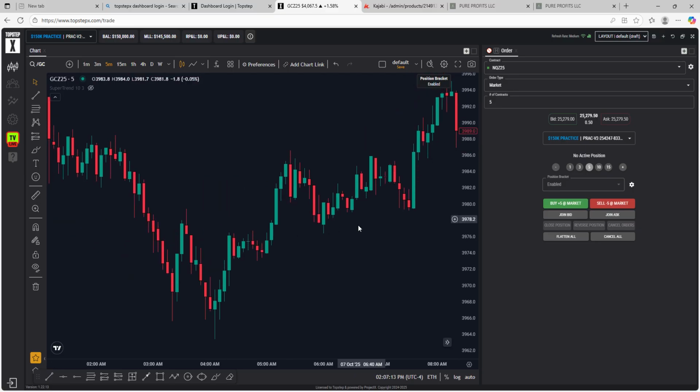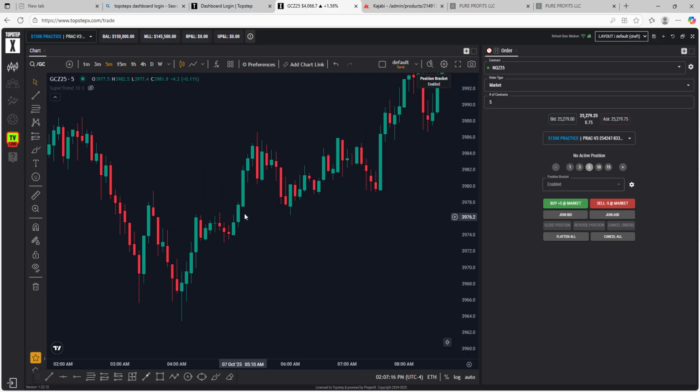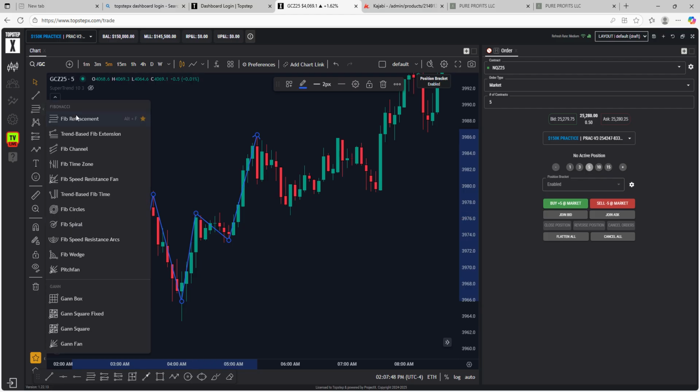So structure, right? We broke structure. Let's just mark it out for y'all. This is our lower high, lower low, lower high, lower low, lower high, lower low, right? Lower high. This is where we break structure. So knowing that we break structure to the upside, we can look for a position right after our break of structure.